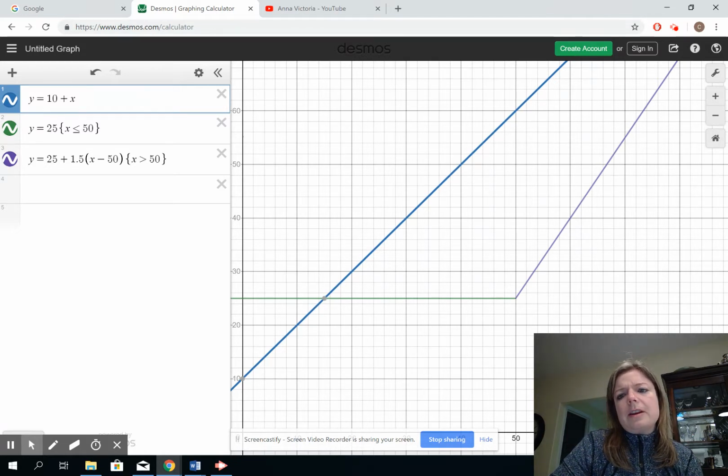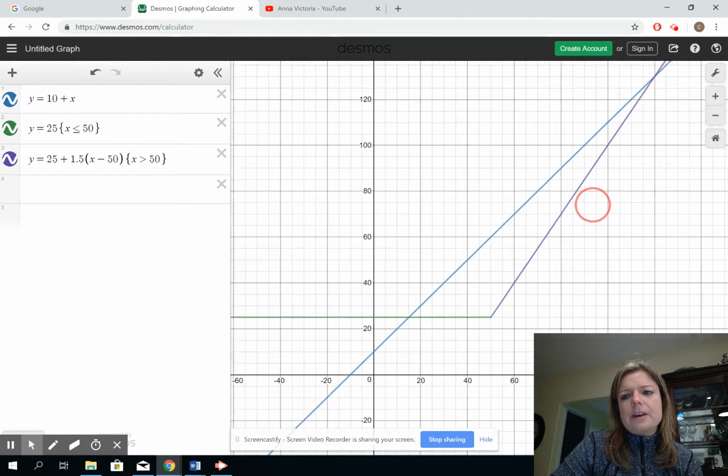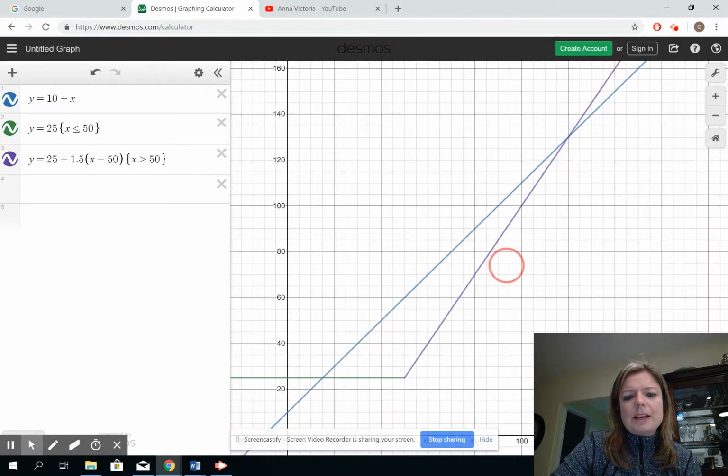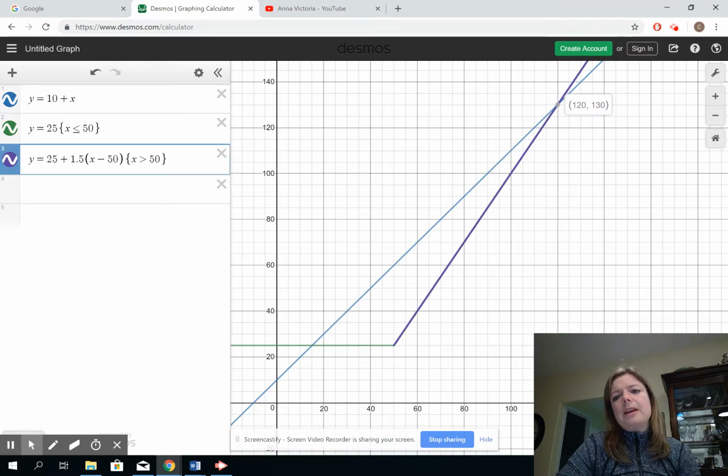But look at what's happening with the blue and the purple line. They look like they might be connecting together at some other point. See how they're getting closer and closer together? So we actually have to zoom out and notice that our decision involves a lot more minutes. There's another point of intersection up here at 120 hours.